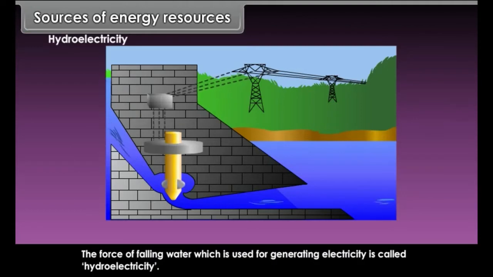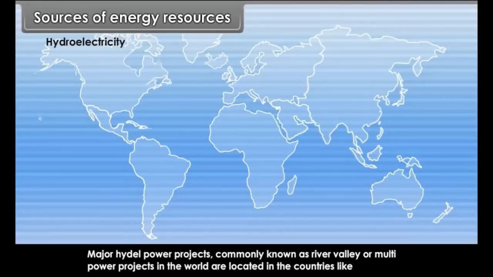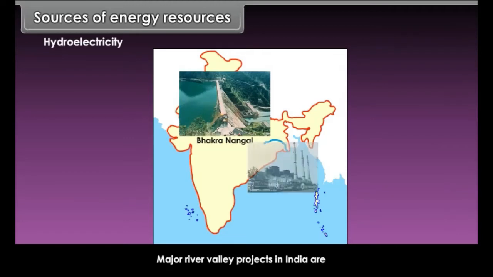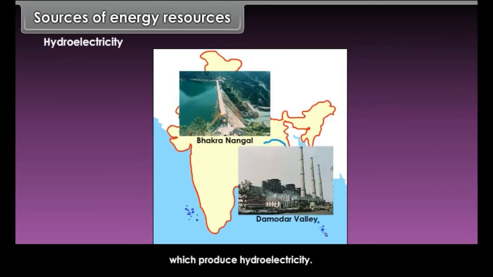The force of falling water, which is used for generating electricity, is called hydroelectricity. Major hydel power projects, commonly known as river valley or multi-purpose projects in the world, are located in countries like Sweden, Norway, Switzerland, Canada and the USA. Major river valley projects in India are Bhakra Nangal and Damodar Valley Corporation, which produce hydroelectricity.